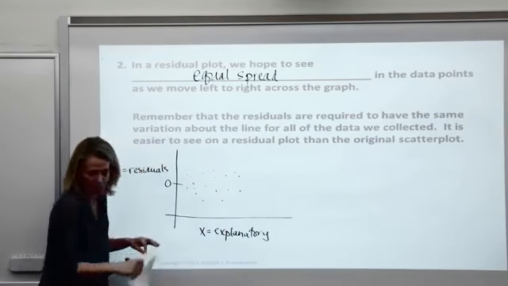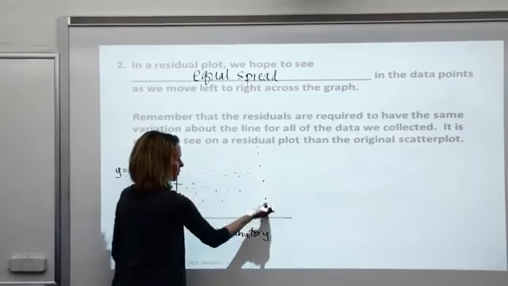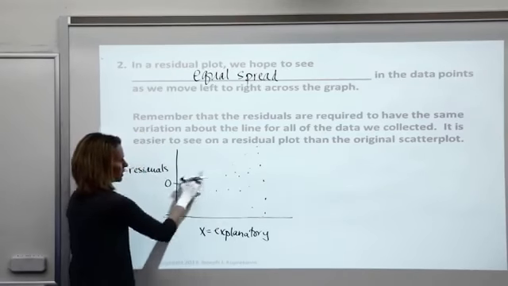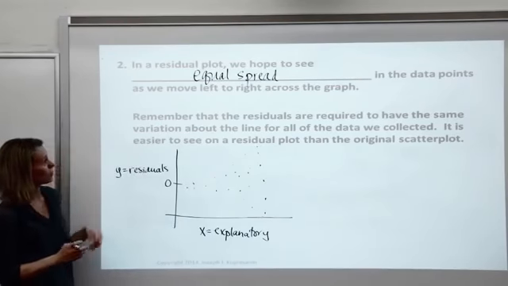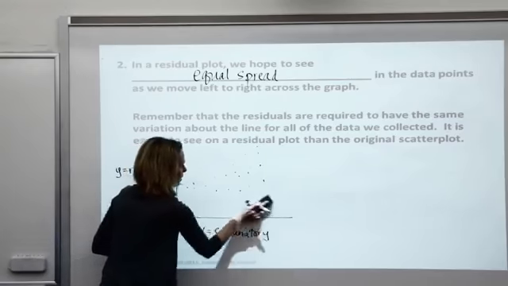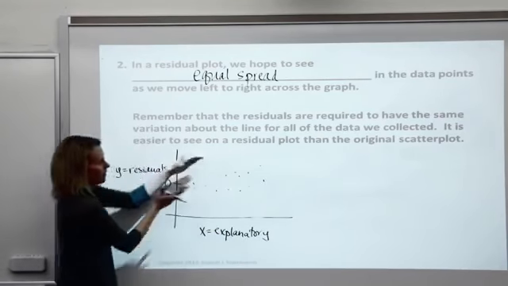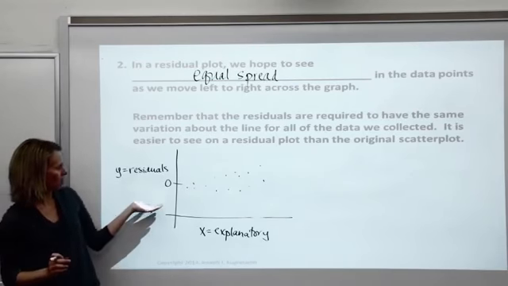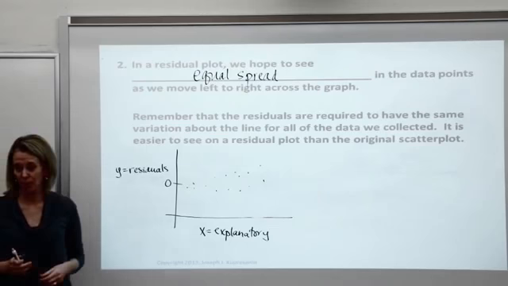And however spread out the points are for small x values, we want them to have the same amount of spread for large x values. We don't all of a sudden want to see the spread of the points dramatically increase from what it was for smaller x values. So that's what this number 2 is saying. We want to see equal spread. Here I don't see equal spread. If I erase some points, now they're roughly equally spread. So that requirement's a little bit easier to see in the residual plot than it is in the regular scatter plot.